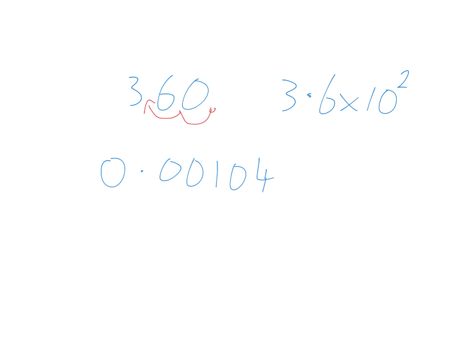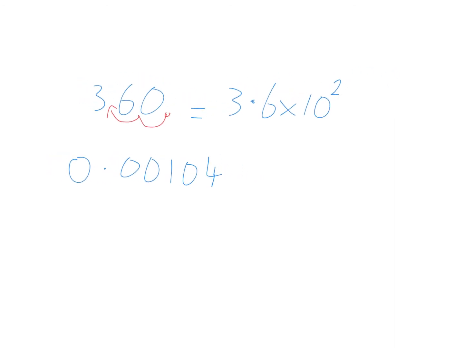For the next one, we have 0.00104. Again, we want it to be one non-zero number in front of the decimal place. So we're going to move it over to here. Let's rewrite that now as 1.04. And let's just count how many places we moved it over. So we moved it over 1, 2, 3. This time it's going to be 10 to the power of minus 3 because we moved that decimal to the right.